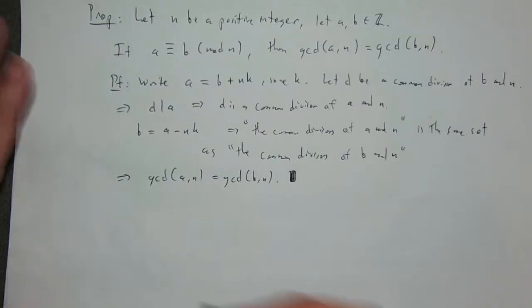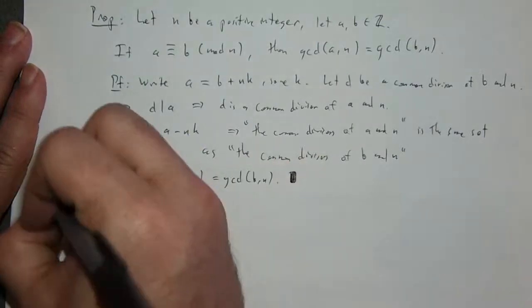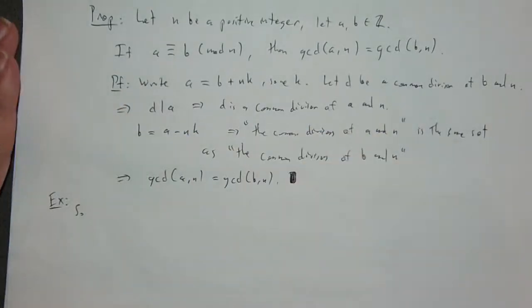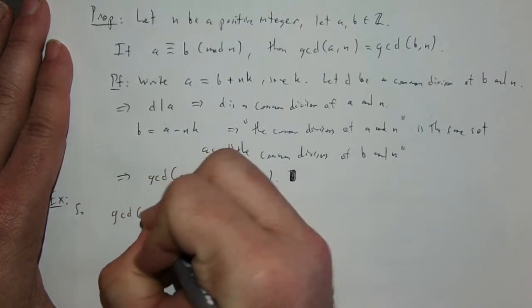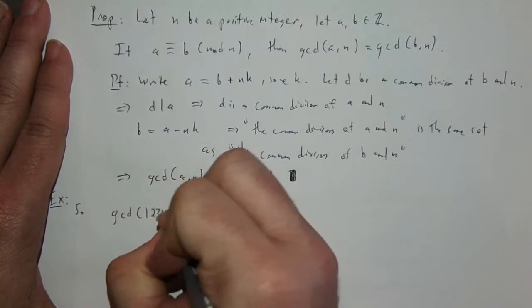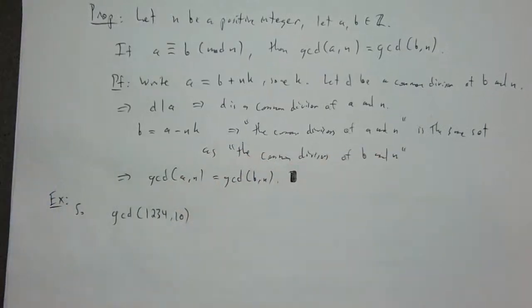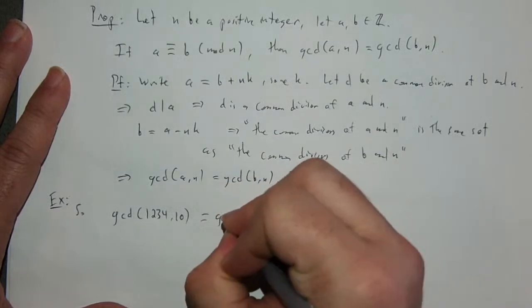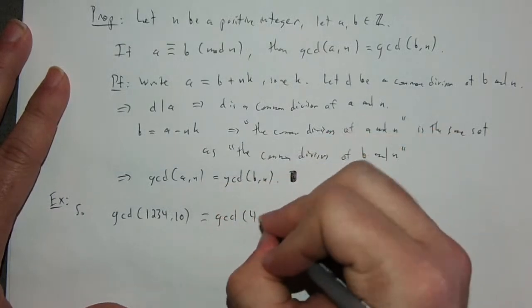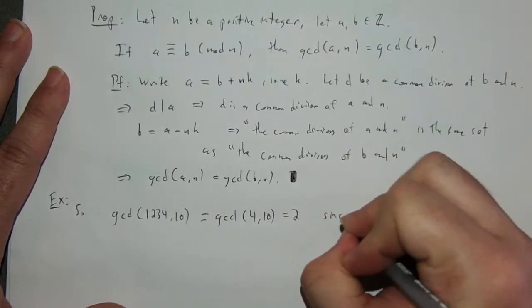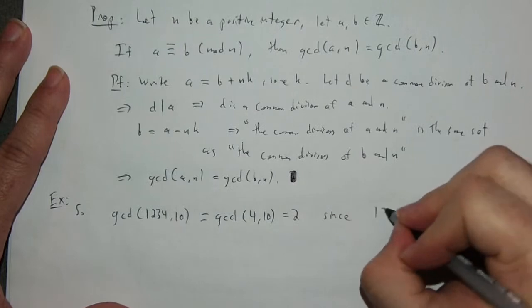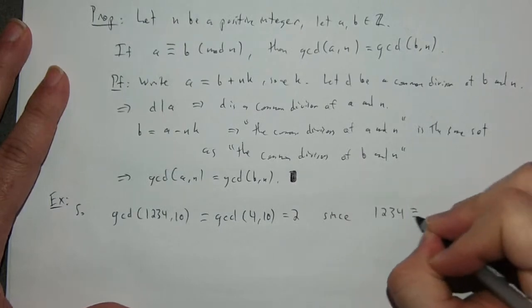So that's neat. So here's an example of how you can use this fact. It's kind of interesting. Suppose you wanted to compute the GCD of 1,234 and 10. Well, that has to be the same thing as the GCD of 4 and 10, which is 2, since 1,234 is congruent to 4 mod 10.